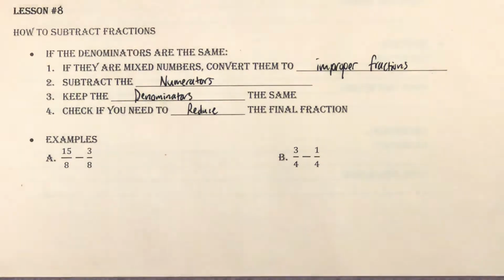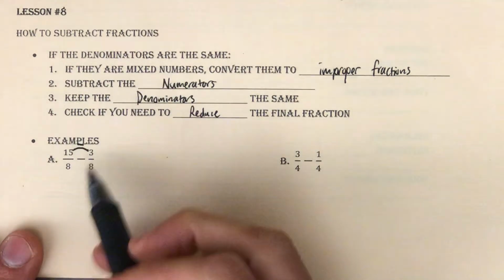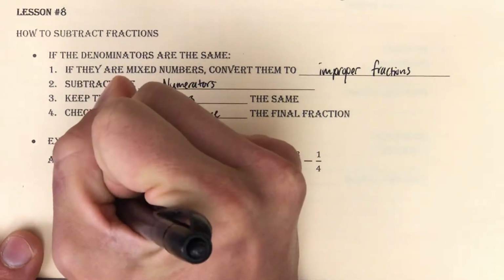So let's talk about example A. I've got 15 over 8 minus 3 over 8, or 15 eighths minus 3 eighths. First thing I noticed, denominators are the same. I don't have any mixed numbers, so step 1, I don't need to do any converting to improper fractions. Second thing, I need to subtract the numerators. So I'm going to subtract 15 minus 3, just like I normally would. Well, 15 minus 3 is 12.